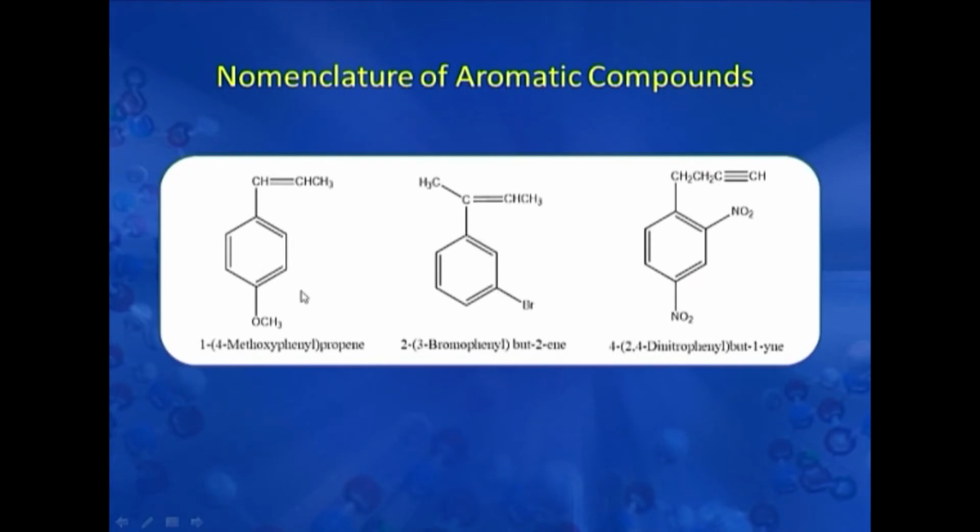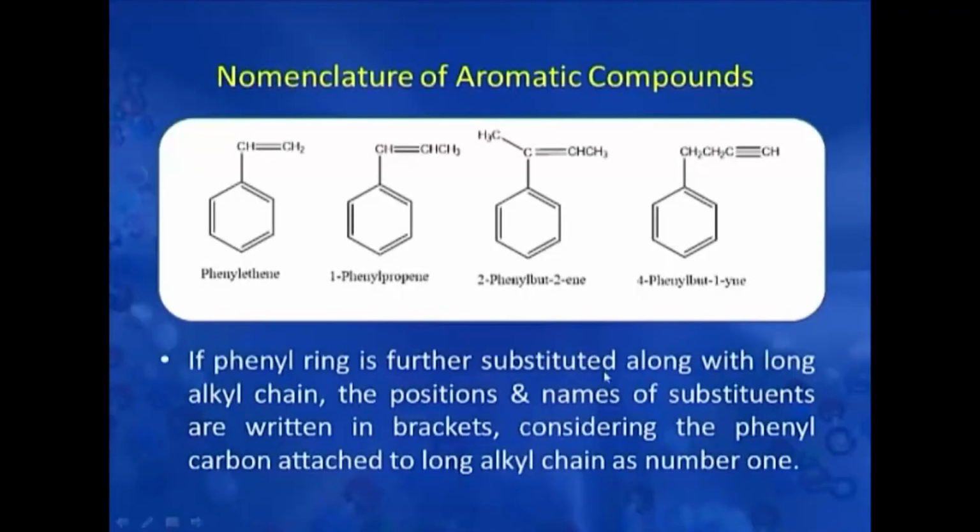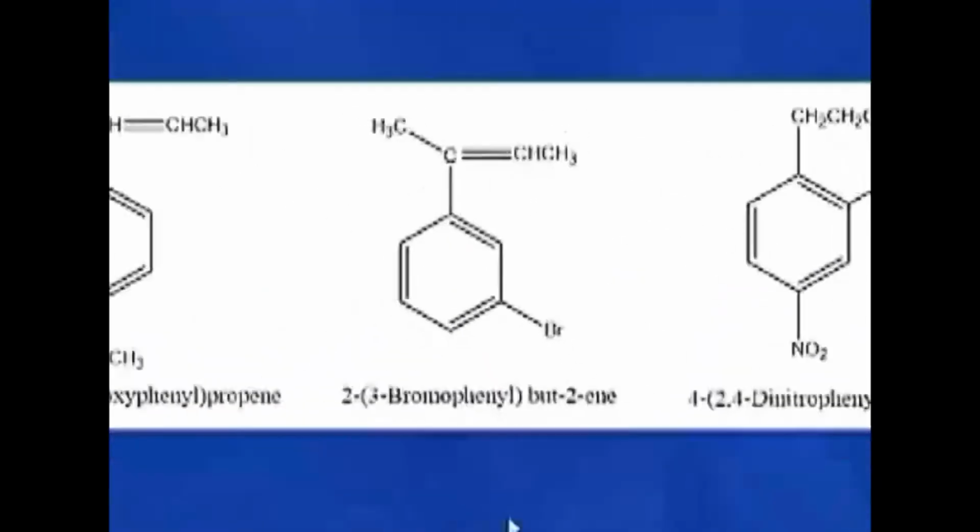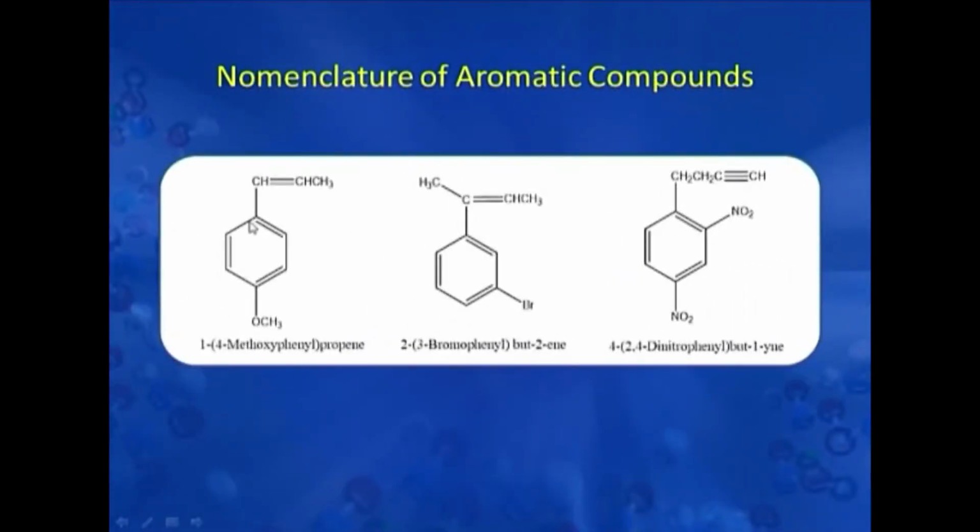So here what we consider is that the phenyl carbon attached to the long alkyl chain is given the number 1. Here this phenyl group is attached to this long alkene chain, so this carbon we will give number 1. Now we start the numbering of the phenyl ring. So this is 1, this is 2, this is 3, and this is 4. So at the 4 position of the phenyl ring there is a methoxy group.